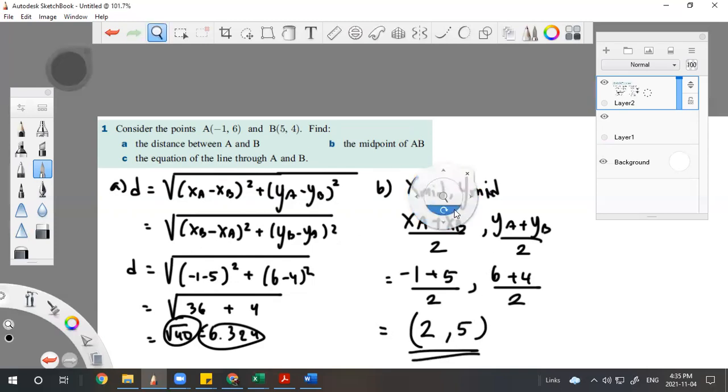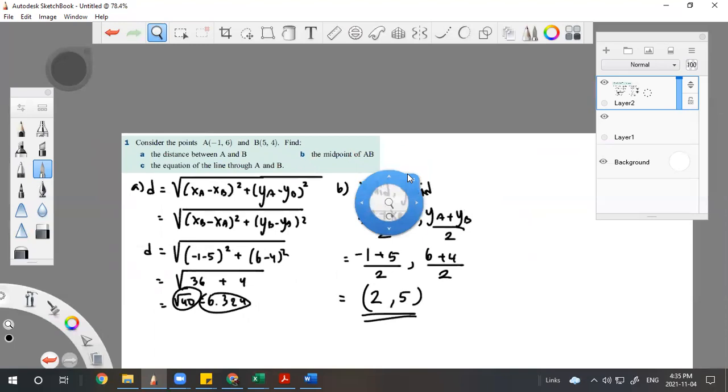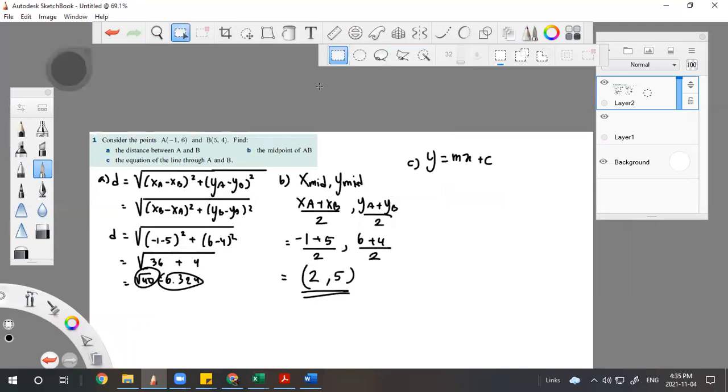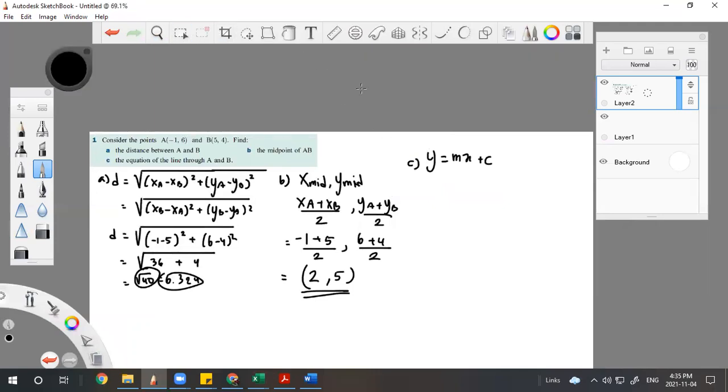Now the equation of the line through A and B. There you go. This is the harder one. If you are asked to find the equation of the line, what you need to do is try to insert y equals mx plus c. So we have 2 points. In my opinion, what we have to do is try to find the gradient first. What is the gradient?